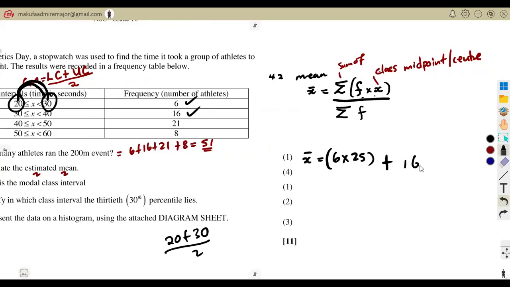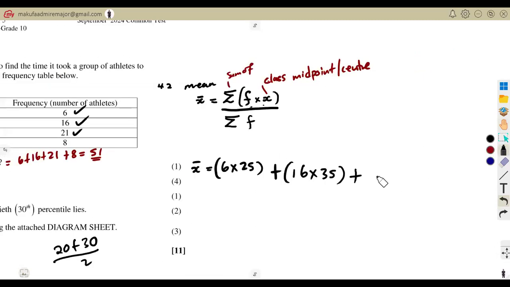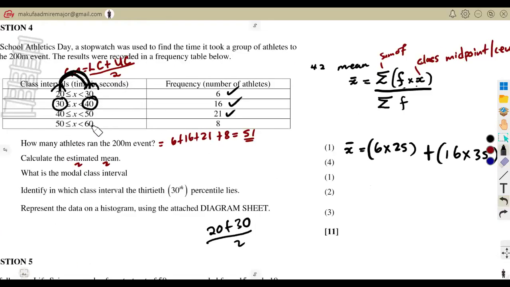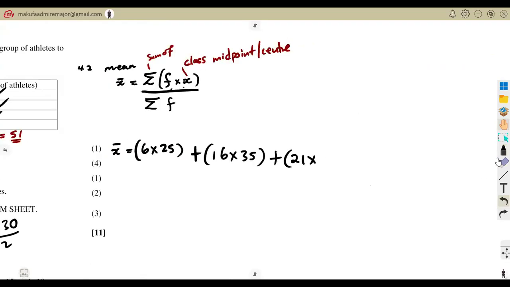The next one is 16, the frequency. What is the class center? From 30 to 40. You do the same thing, 30 plus 40, you divide by 2. So that was going to give us a 35. That's our class midpoint there. Plus, we move on to the next one. The frequency there is 21. So it's going to be 21 times the corresponding class midpoint or class center between 40 and 50. Do the same thing. 40 plus 50, you divide by 2. You're going to get 45 there.